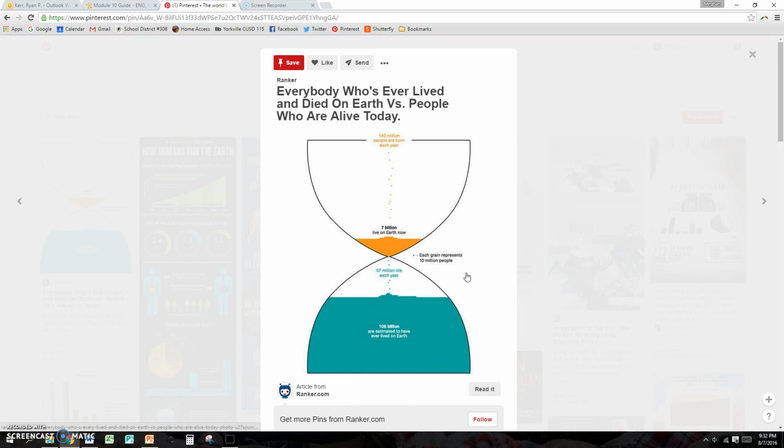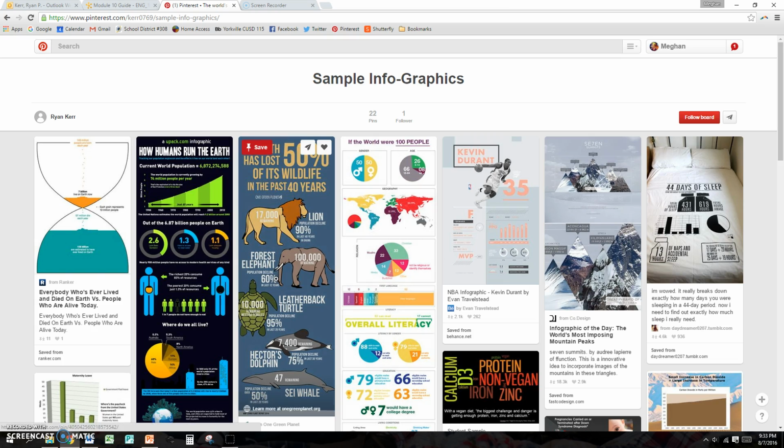For instance, we have ones that are something like this: everyone who's ever lived and died on Earth versus people who are alive today. I find this one fascinating, right? We have 7 billion people alive on Earth right now. Well, there's only been 108 billion who've ever lived, according to estimates of human beings. So when you think about it, this is everyone alive right now, and this is everyone that's ever been alive, including all the dead people, right? That really makes you think about how many people are currently alive. That's a pretty big chunk. That's about 1 in 15 people who have ever lived are currently alive. I know that's fascinating for me.